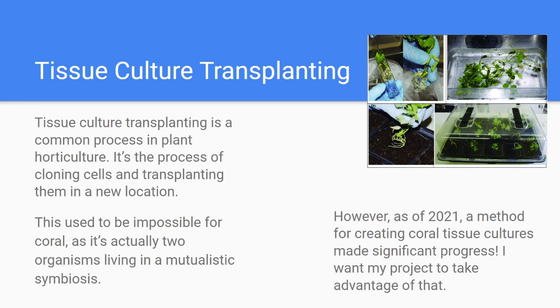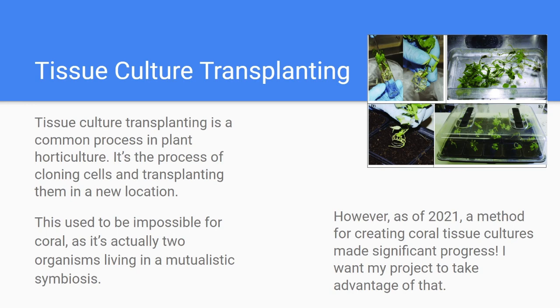As for the other issue that my idea addresses, which is that existing artificial reefs don't bring any coral with them, the solution to that is tissue culture transplanting, which is a common process in plant horticulture, where you clone cells and you transplant them in a new location. This used to be impossible for coral because it's actually 2 organisms living in a mutualistic symbiosis. However, as of 2021, a method for creating coral tissue cultures has made significant progress, and I'd like my project to take advantage of that.